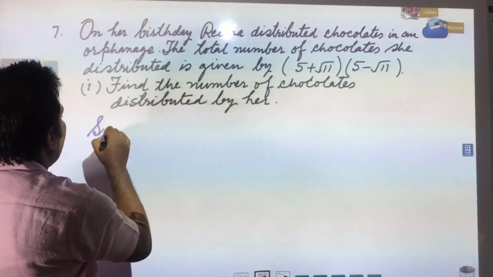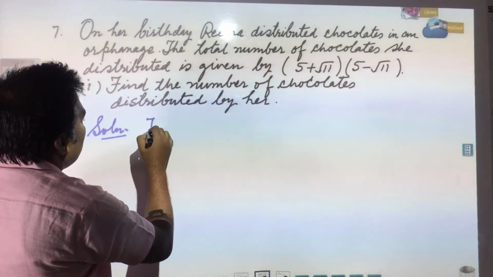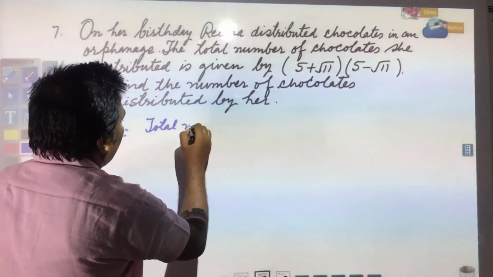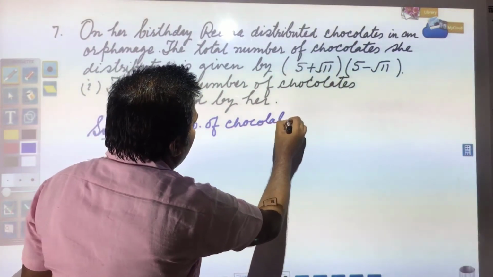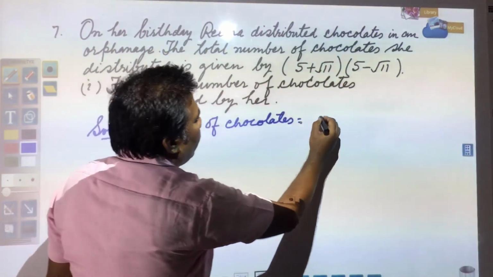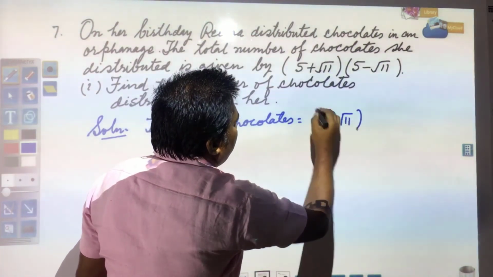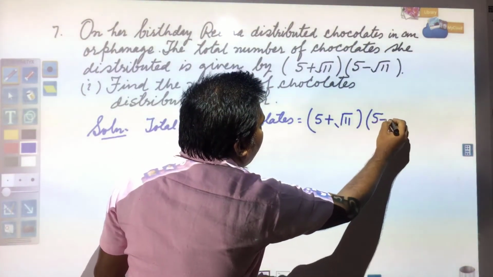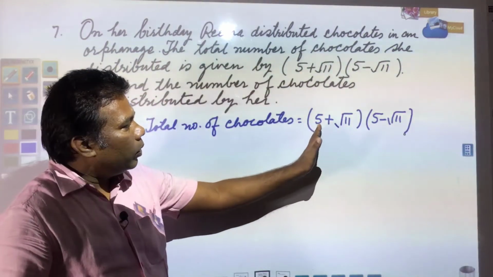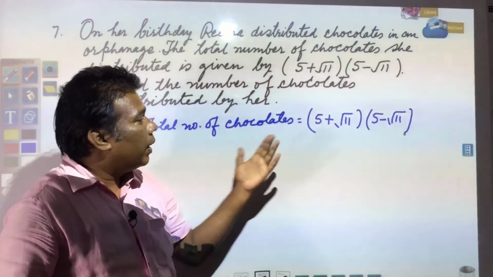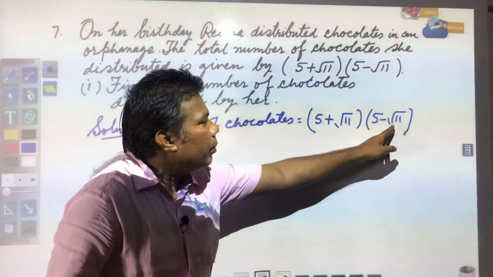So, you will write the answer: total number of chocolates will be (5 plus root 11) into (5 minus root 11). Again you see, simply you can multiply both the terms as I have said, or you can put the formula (a plus b) into (a minus b).